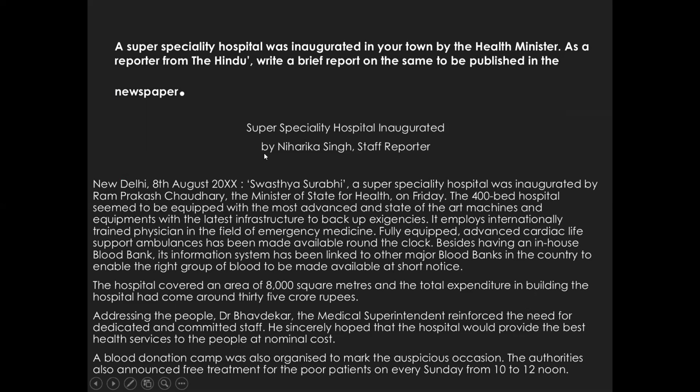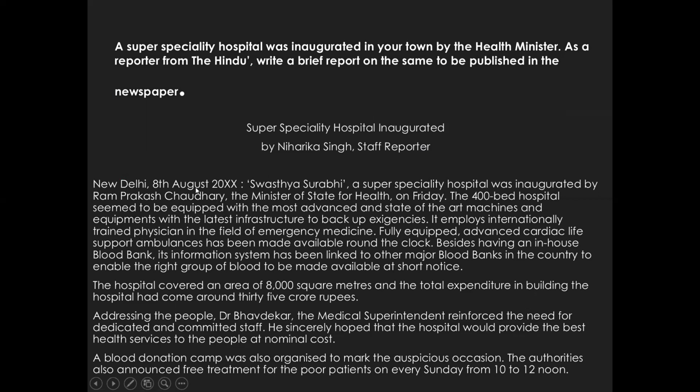That is the title, which is followed by who has written it: Harika Singh, comma, her designation, that is staff reporter. So the first one, headline, followed by byline, that is the name of the person. So you have to mention this by. After that, you have to write the name, then followed by the punctuation mark, comma, then the staff reporter. So this is written in the center part of the answer sheet.